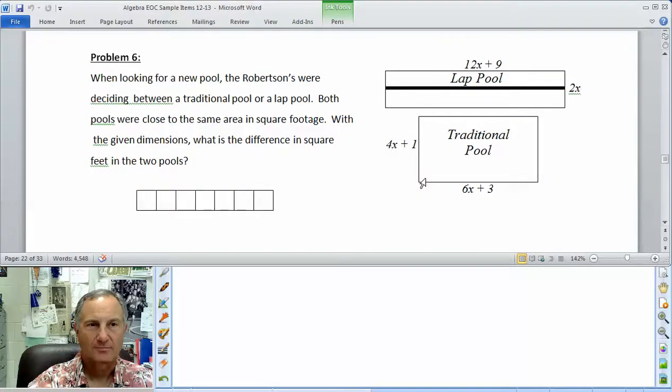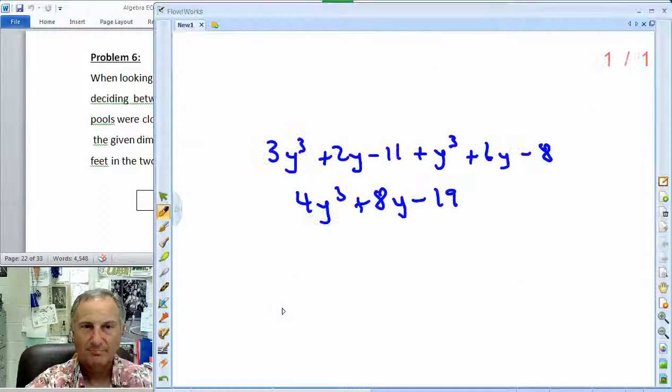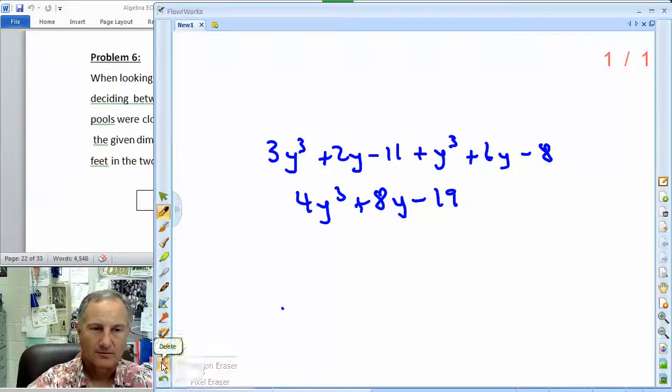Problem 6. When looking for a new pool, the Robertsons were deciding between a traditional pool or a lap pool. Both pools were close to the same area and square footage with the given dimensions. What's the difference in square feet of the 2 pools? So you're just going to find the area here, the area here, and we're going to subtract and find out what the difference is. Difference means to subtract. Okay, so with that in mind, let's get rid of this.